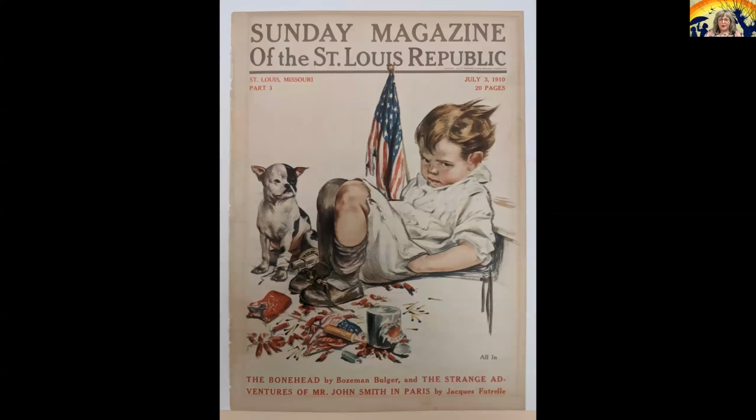Here's a cover from the St. Louis Republic in 1910 around the 4th of July. One thing I love about this one is how she has incorporated her signature as part of, coming out of the shadow underneath the boy.